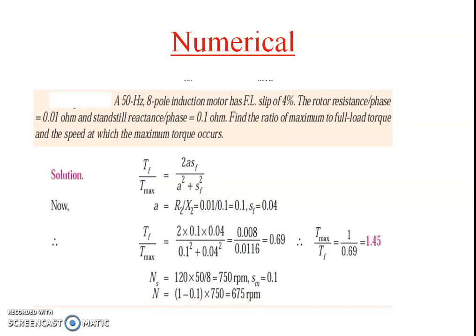Okay, so for this lecture we will finish today. In the next lectures we are again going to start the theory part. As I said earlier, these numericals I have taken only on the basis of maximum torque or full load torque, or simply we call them torque equations. In the next part, the numericals may be related to different sections of theory.